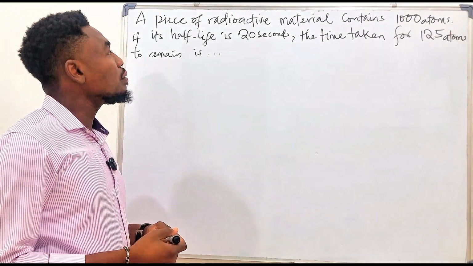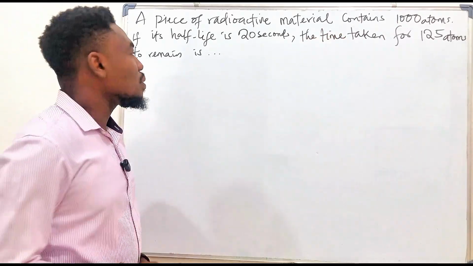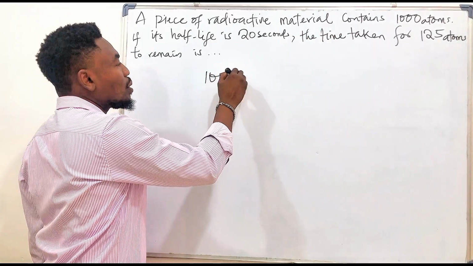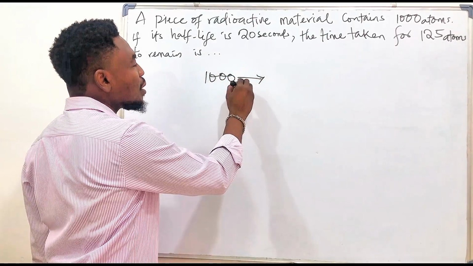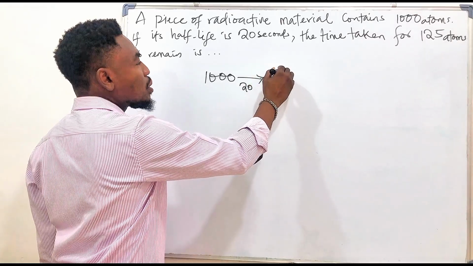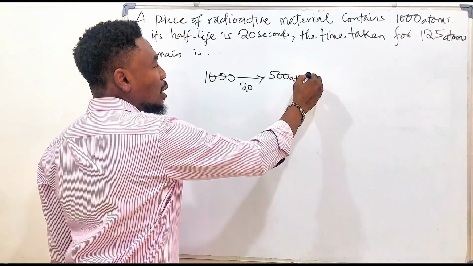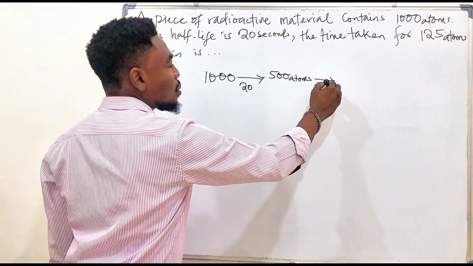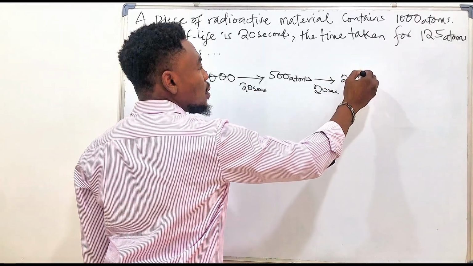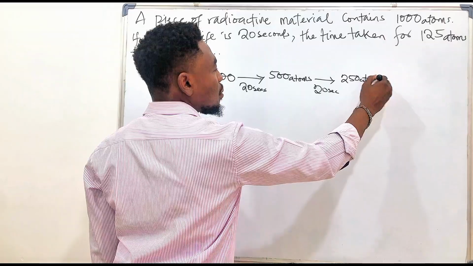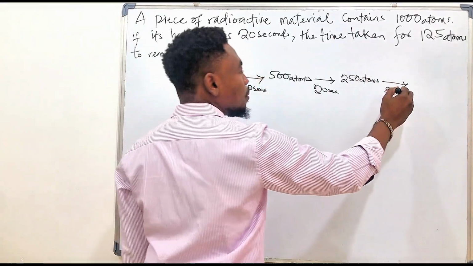We know that half-life is the time taken for half of a radioactive material to decay, right? So we have 1000 atoms, and they said the half-life is what? 20 seconds. It means after 20 seconds, we're going to have what? 500 atoms left, right? After another 20 seconds, we're going to have what? 250 atoms left. After another 20 seconds, what is half of 250?